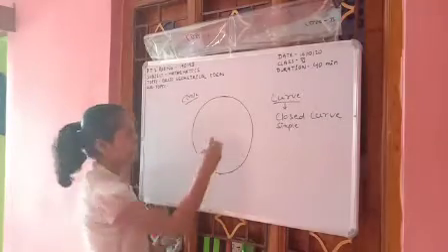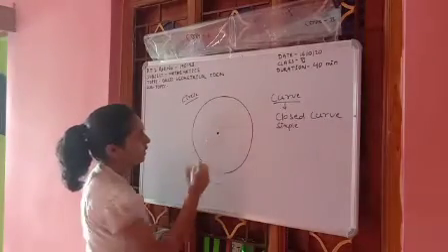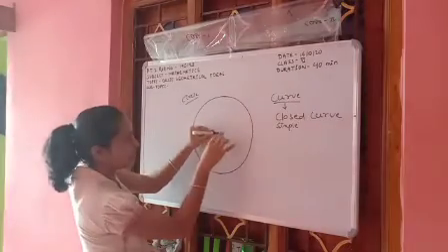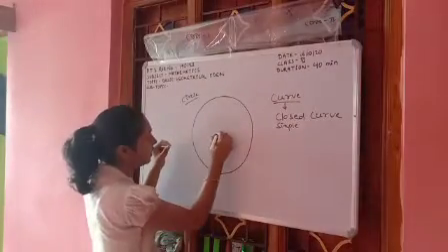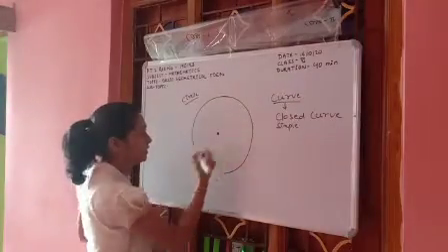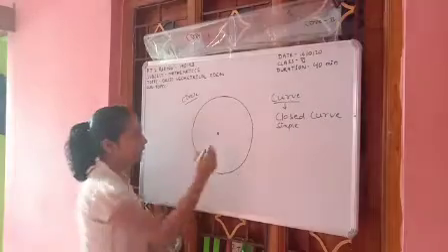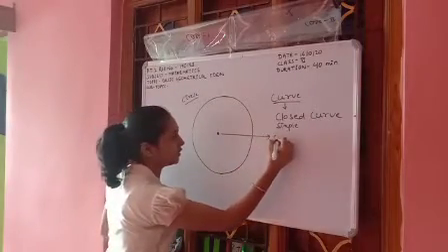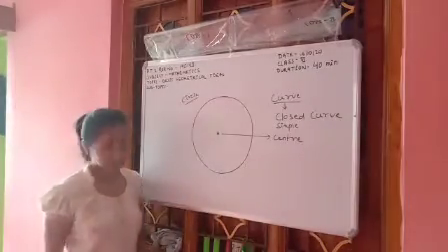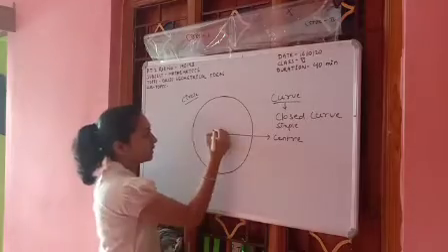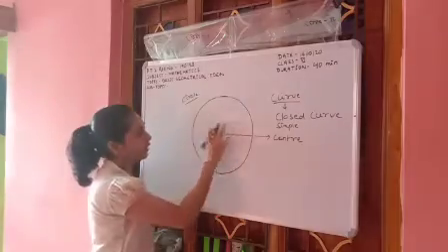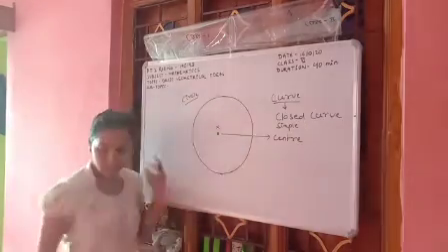Here is the middle point. If we put the needle of the compass here and the pencil here, you can draw it by using the compass. Here is the middle point. We call it the center. This is the center. We can also name it O, or X or Y, something.